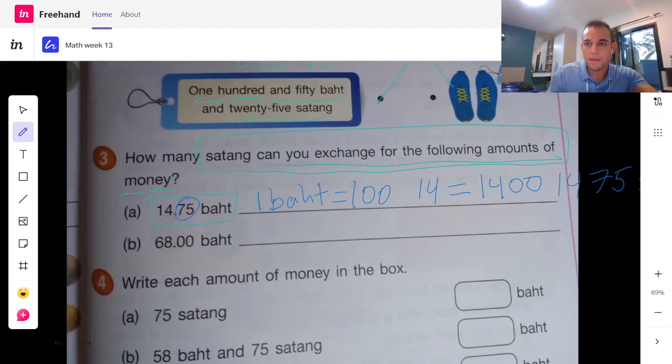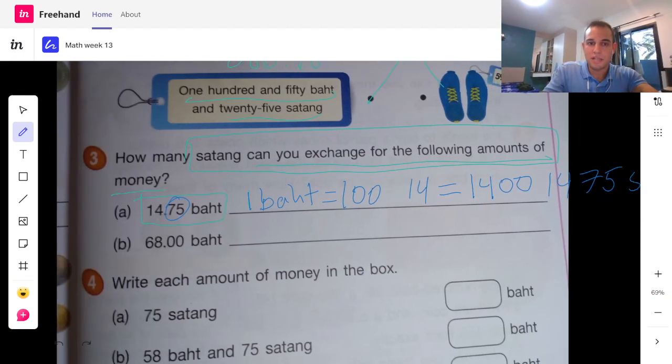Okay. So that's a bit challenging. Let's try to do the second one by yourself. If you didn't do it, pause now and try it. So 68 baht equals 6,800 satang. Okay.